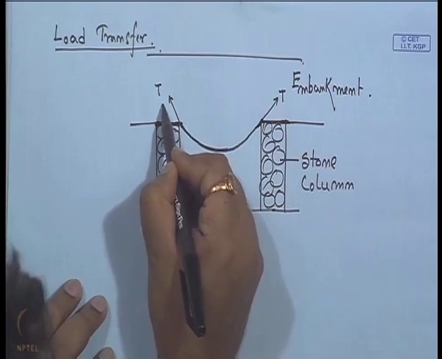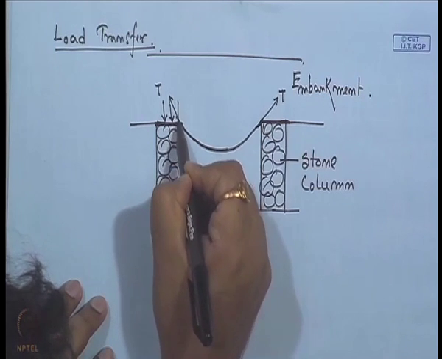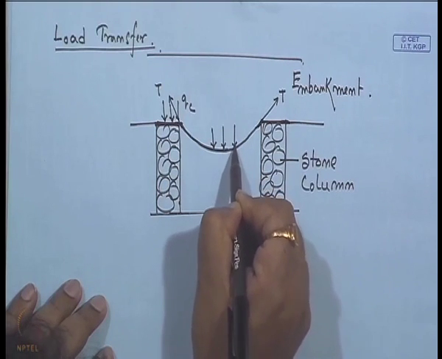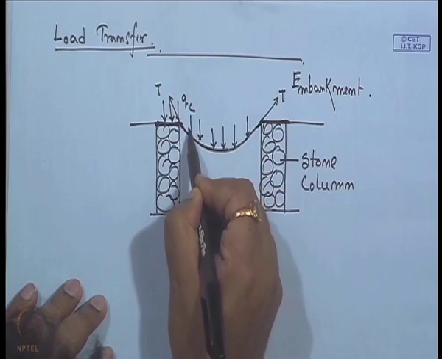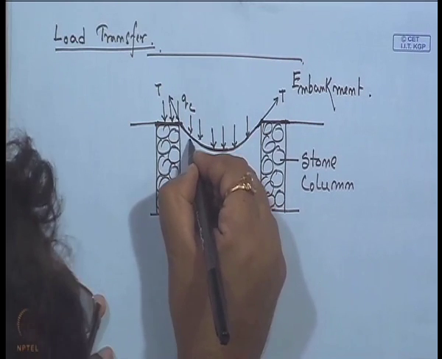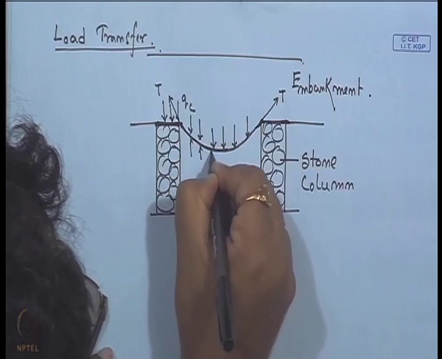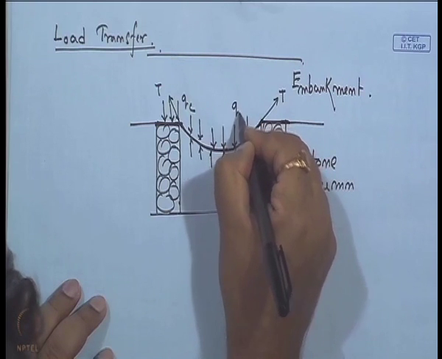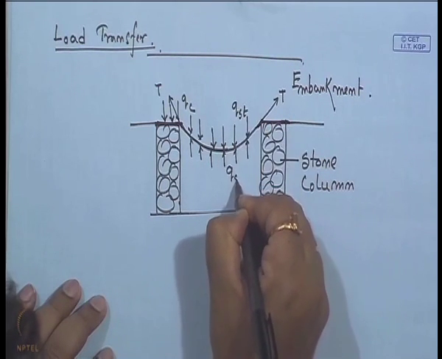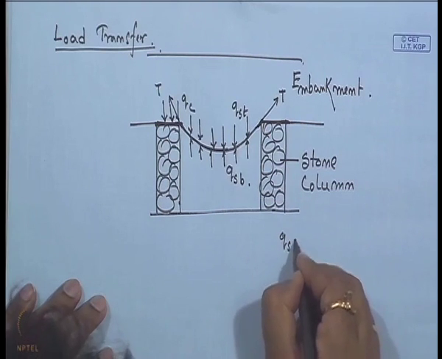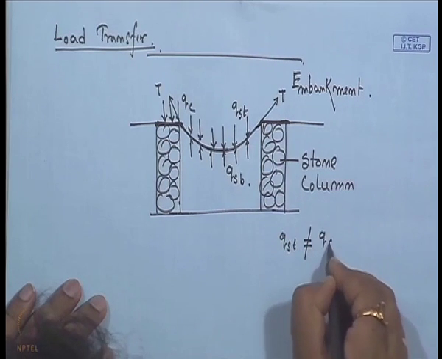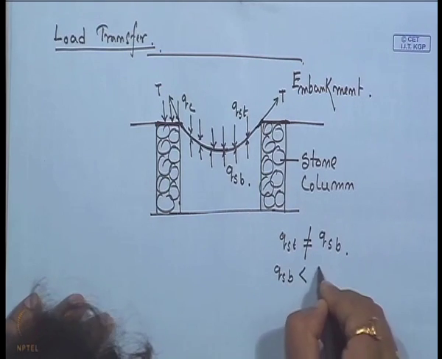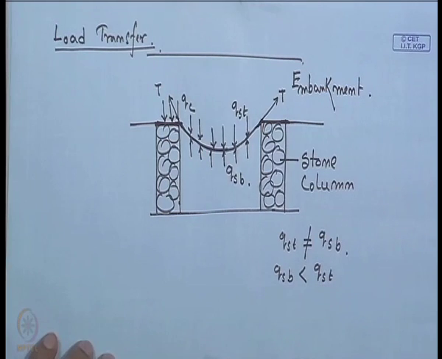So, the stress on the stone column, I consider Qc, and the stress on the soft soil above the reinforcement and the stress below it will not be the same. So, I consider Qs top and Qs bottom. Now, Qs top is not equal to Qs bottom. Generally, Qs bottom is less than Qs top. So, why is it less?